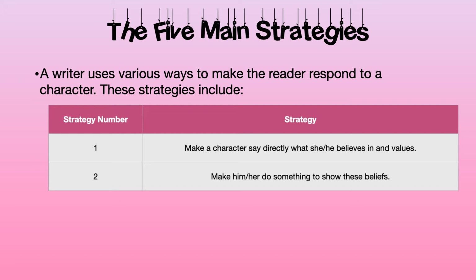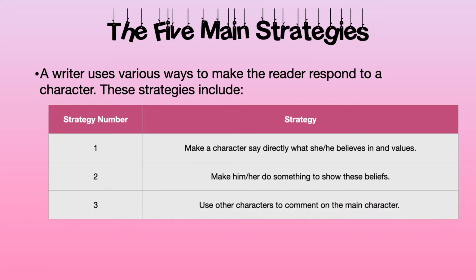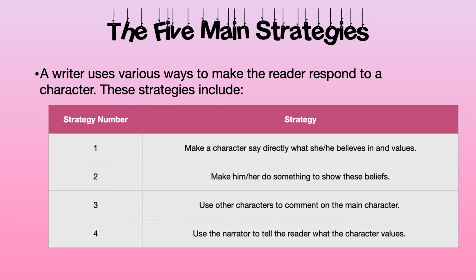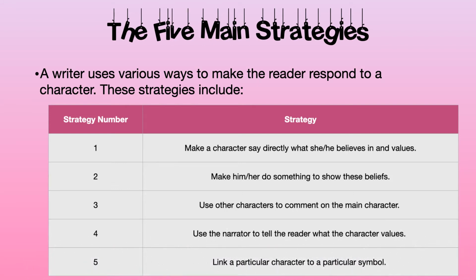So if you think about a hero, for example, sometimes they might say what they believe in, what's really important to them, and sometimes they might do something to show that they're either someone that really cares about someone else or not. Strategy number 3, they would use other characters to comment on the main character. Strategy number 4 uses the narrator to tell the reader what the character values. And strategy number 5, they might link a particular character to a particular symbol. Now, these strategies will all be in your OneNote as well.